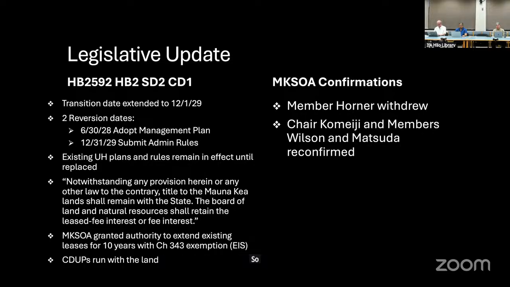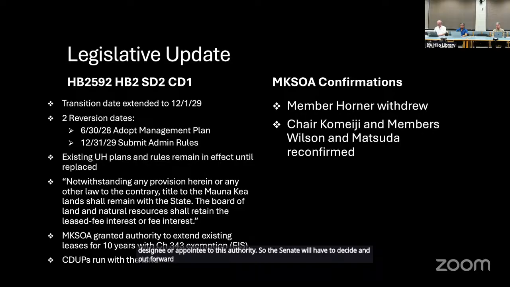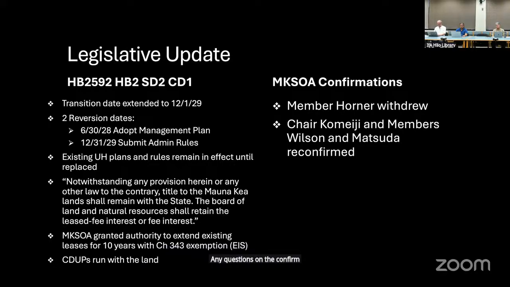So there will be 1 vacancy on the authority board, and that's Member Horner. He is the Senate's designee or appointee to this authority. So the Senate will have to decide, and President Kochi will have to put forward a list of names to the governor for consideration. Any questions on the confirmation status?